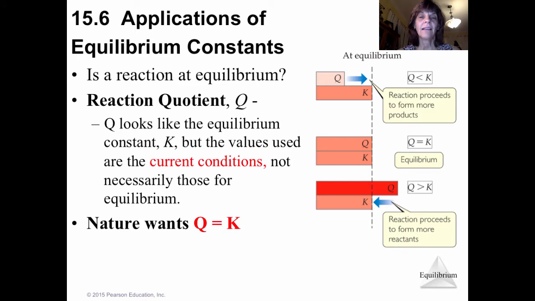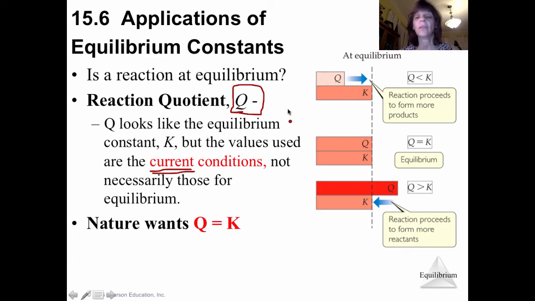All right, last couple sections involve applying the equilibrium constants. One thing it can tell us is whether a reaction is at equilibrium or not. To answer that question, we'll solve for something called the reaction quotient, labeled Q. Q is calculated just like K is calculated, but use values that are at the current conditions, not necessarily at equilibrium, but you can find out whether they're at equilibrium or not by calculating Q and comparing to K.